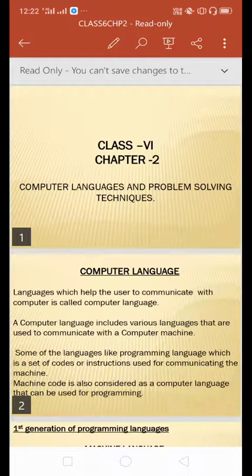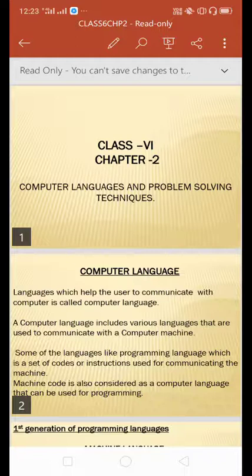Good morning, students. Today we'll start with chapter number 2, that is computer languages and problem solving techniques. In this chapter, we will learn about the different types of computer languages which we have used and how to solve a problem. Now, first of all, what is computer language? In easy words, we can say the language which helps the user to communicate with the computer is called computer language.